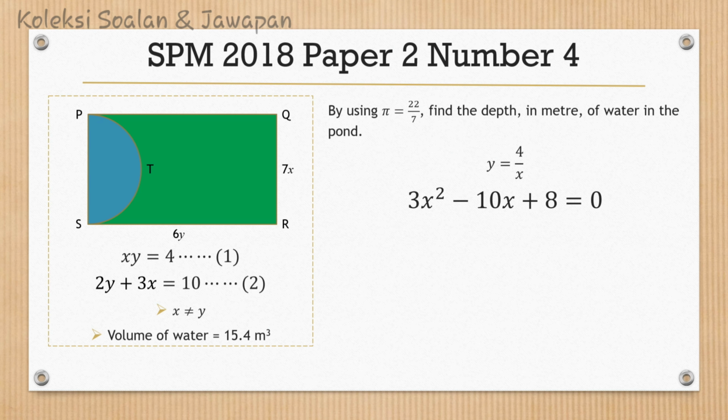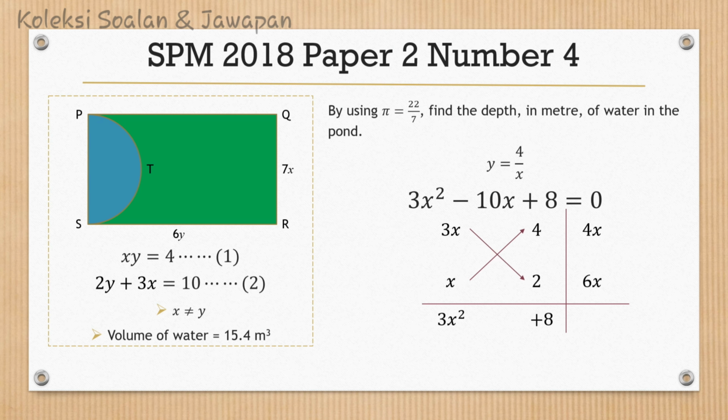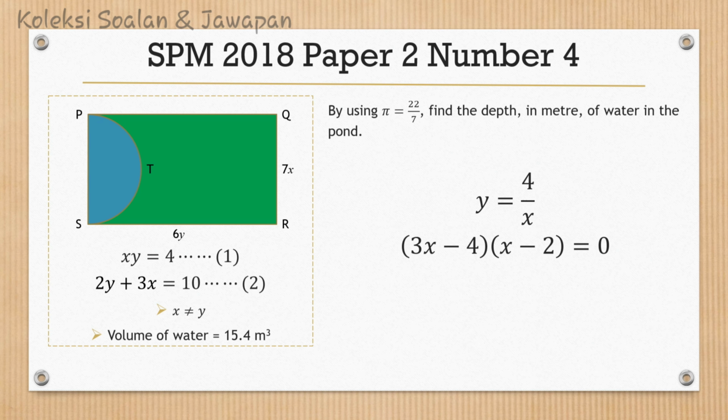Then we need to factorize it. So 3x times x is 3x squared, 4 times 2 is 8. X times 4 is 4x, 3x times 2 is 6x. Now we have to find a suitable operation so that 4x and 6x will give us negative 10x, which should be negative 4x and negative 6x. So we change here to negative 4 and negative 2. Okay, now the calculation is complete. We just need to take 3x minus 4 and x minus 2. Okay, then solve for x.